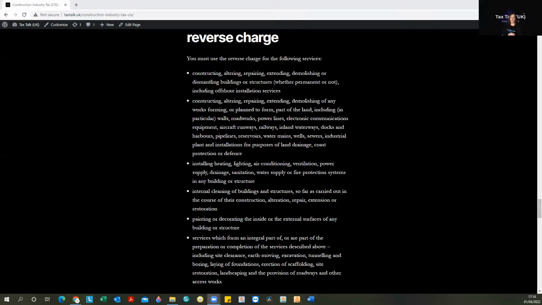structures so far as carried out in the course of their construction, alteration, repair, extension or restoration, painting or decorating the inside or the external surfaces of any building or structure, services which form an integral part of or a part of the preparation or completion of the services described above, including site clearance, earth moving, excavation, tunnelling and boring, laying of foundations, erection of scaffolding, site restoration, landscaping, and the provision of roadways and other access works.